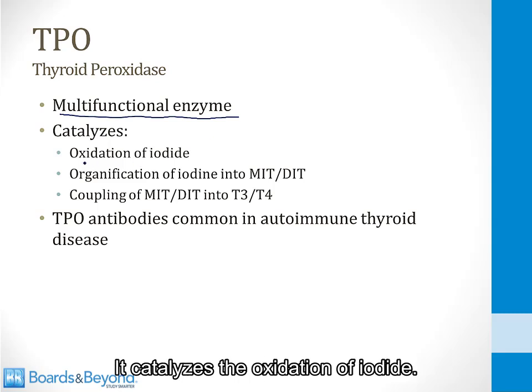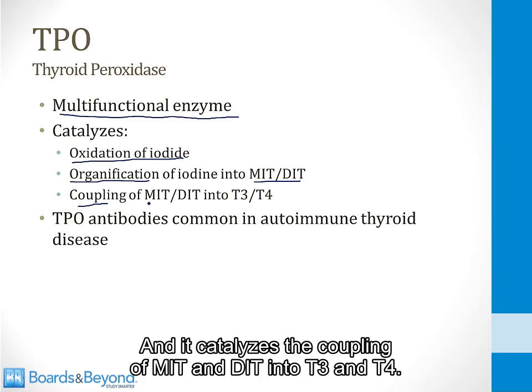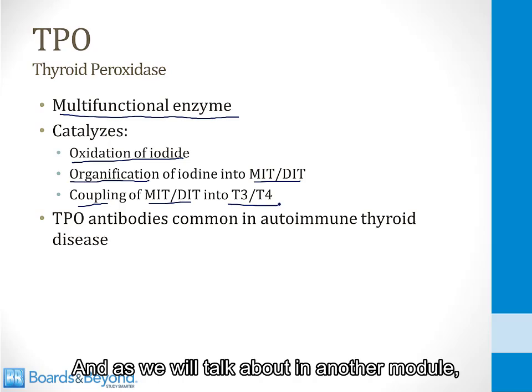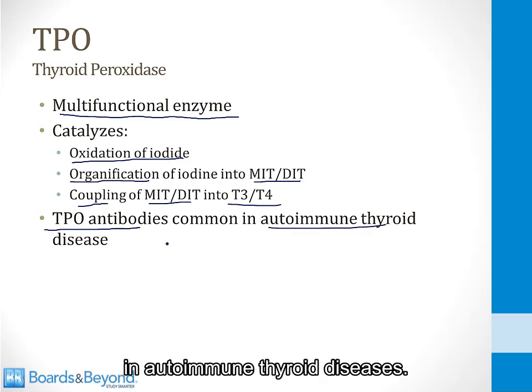So just to review, thyroid peroxidase is a multifunctional enzyme that catalyzes several steps in synthesis of thyroid hormone. It catalyzes the oxidation of iodide, it catalyzes the organification of iodine into MIT and DIT, and it catalyzes the coupling of MIT and DIT into T3 and T4. And as we will talk about in another module, antibodies to the TPO enzyme are common in autoimmune thyroid diseases.